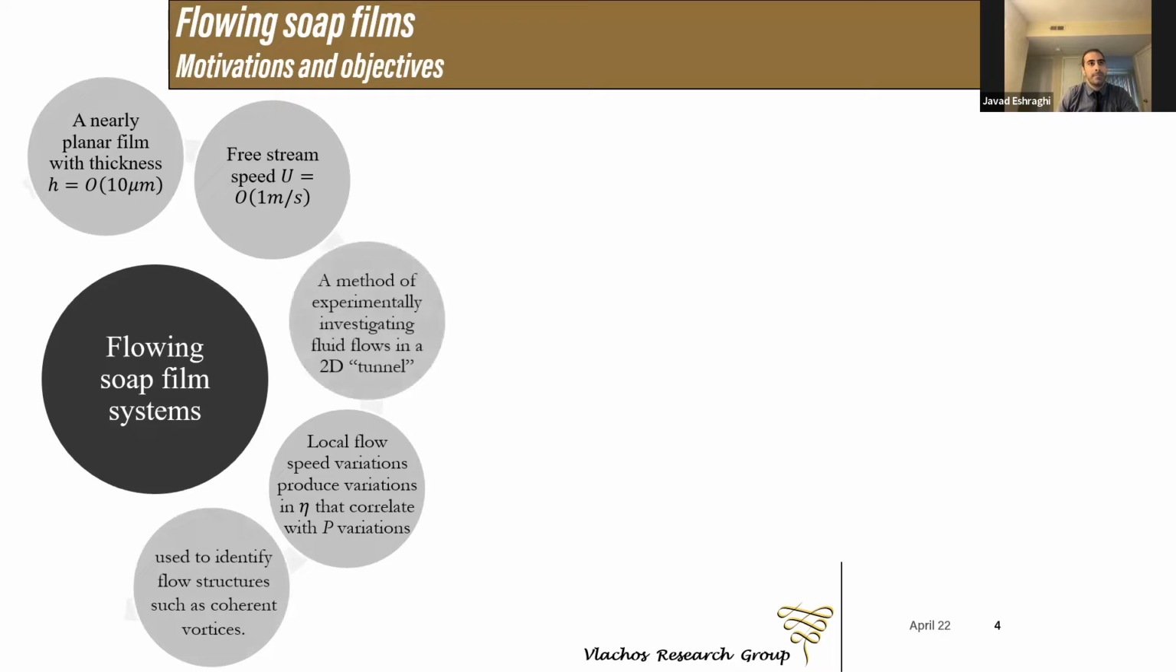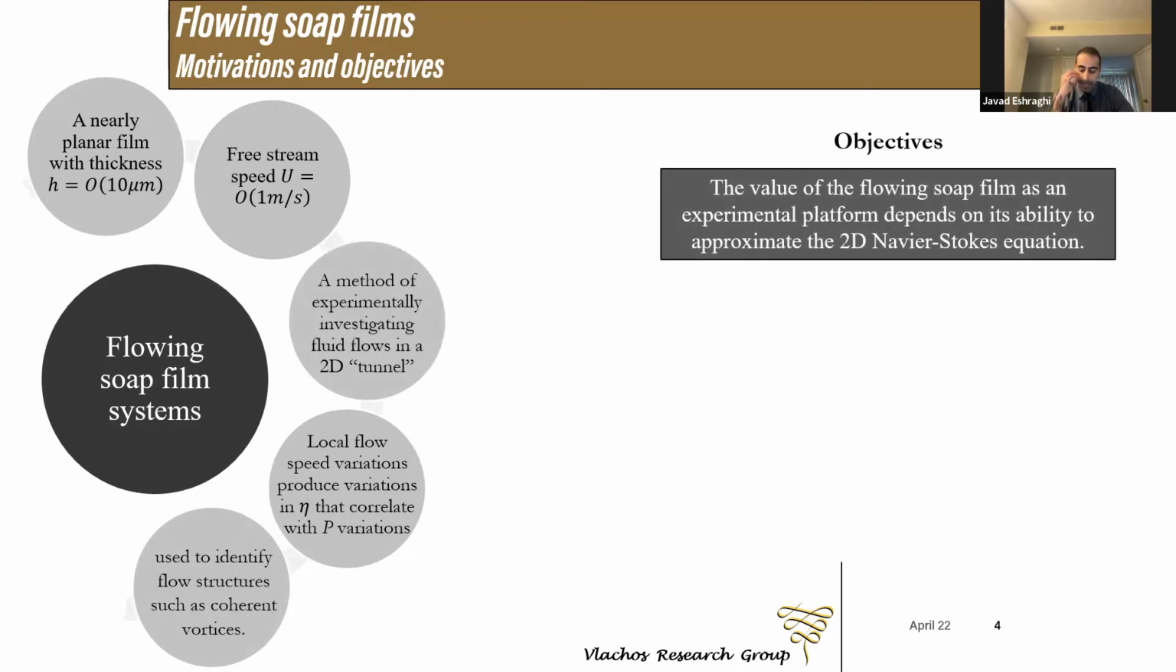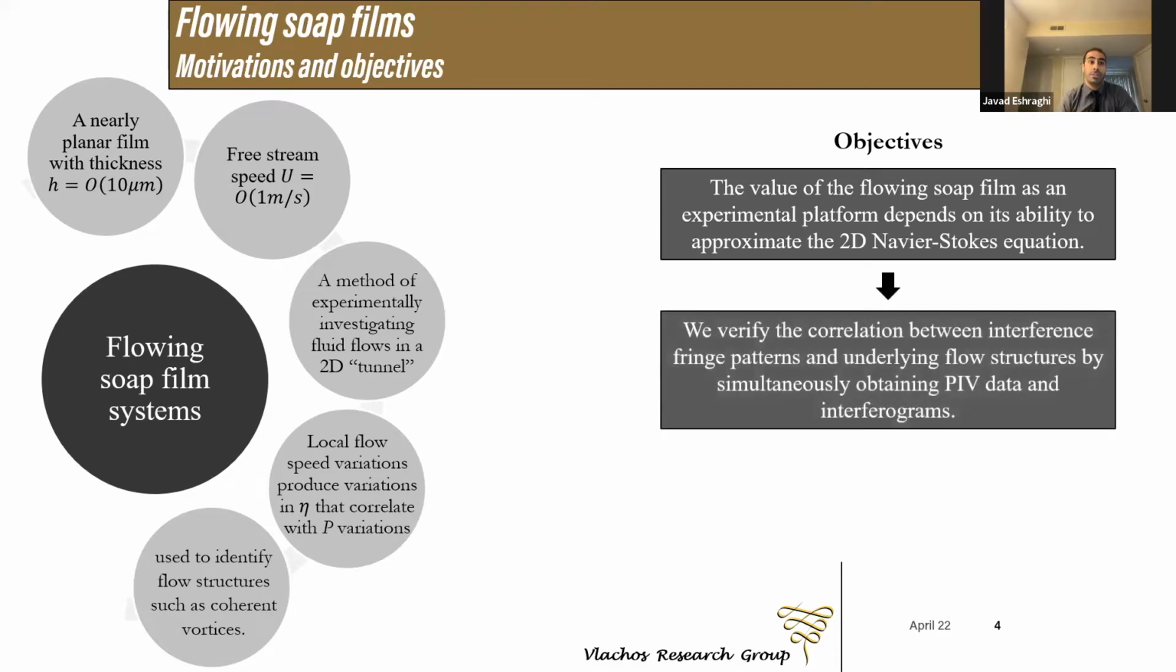as coherent vortices. The value of the flowing soap film as an experimental platform depends on its ability to approximate the 2D Navier-Stokes equation. So our objective is to verify the correlation between interference fringe patterns and underlying flow structures by simultaneously obtaining PIV data and interferograms and comparing the vortex center arrangements in soap film with those reported in the literature for case of low Reynolds number. We also introduced a quantitative soap film thickness measurement method using background-oriented Schlieren, or BOS, to provide a spatially resolved thickness field.